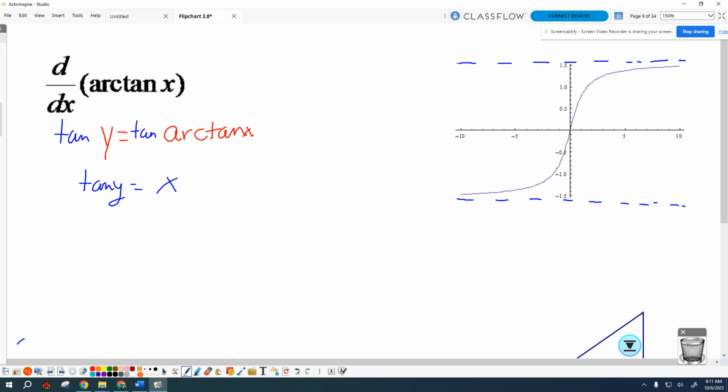Jasper, how do I label the triangle? The angle is y. Opposite is x. And do I know the hypotenuse or the adjacent? Adjacent is 1. Clara, what is the hypotenuse gonna be? 1 plus x squared, under the square root. Okay.